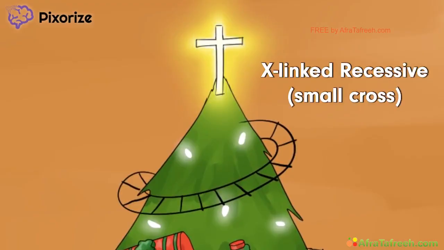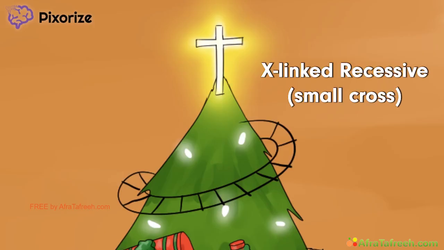Next, let's take a look at the top of this Christmas tree, at this small cross. Yep, this small cross is a recurring symbol for X-linked recessive inheritance. For exam writers, this means that clinical vignettes about ornithine transcarbamylase deficiency will always involve male patients. That's right, I'm talking about boys and a family history of grandfathers, dads, and uncles.